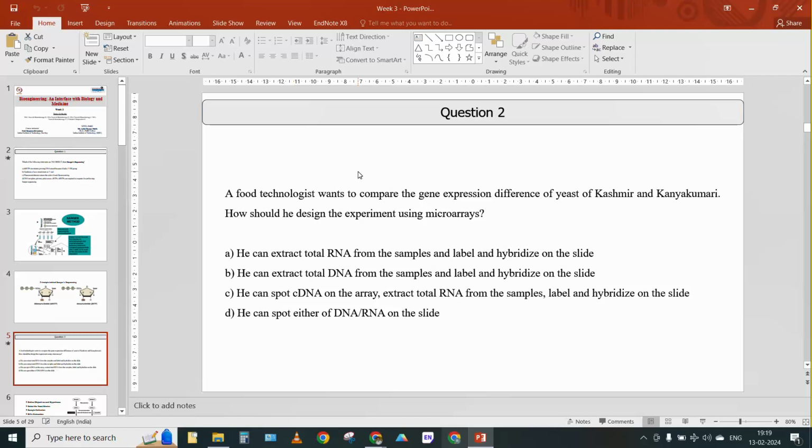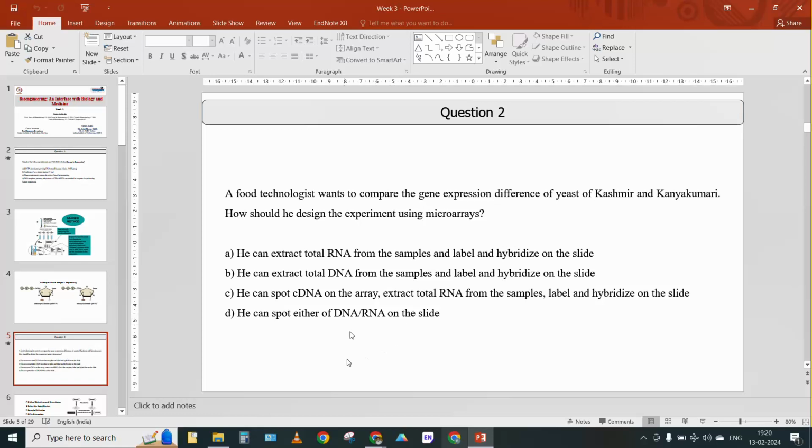So, you are saying option A, right? Yes sir, he can extract total RNA from the samples, label and hybridize on the slide. Okay, let's see in the concepts and basic principles, then we'll get to know whether it is A, B, C or D. As per my opinion, option C is the correct one: he can spot cDNA on the array, extract total RNA from the samples, label and hybridize on the slide. Now, I'll explain why option C is the right one.